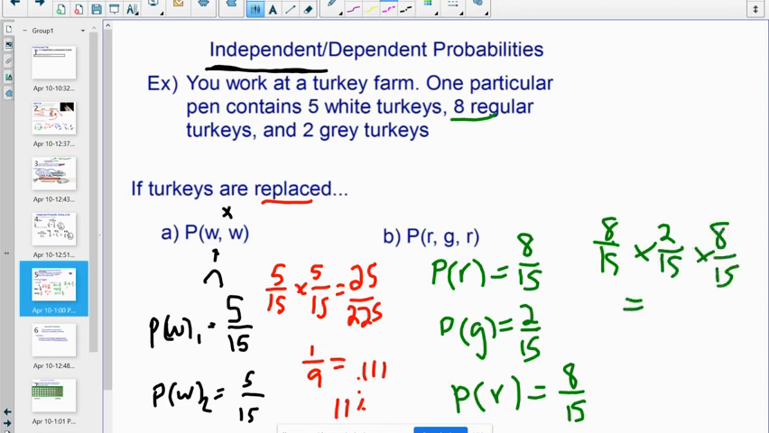And that leaves us with 128 over 3,375. And that is going to be equal to 0.038 as a decimal, or about 3.8%. Remember, this is if they are replaced. If they weren't replaced, then it would have been dependent. That's the difference there.